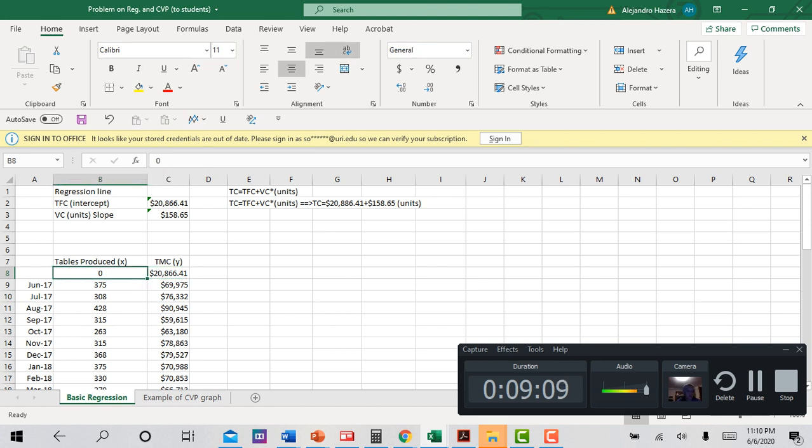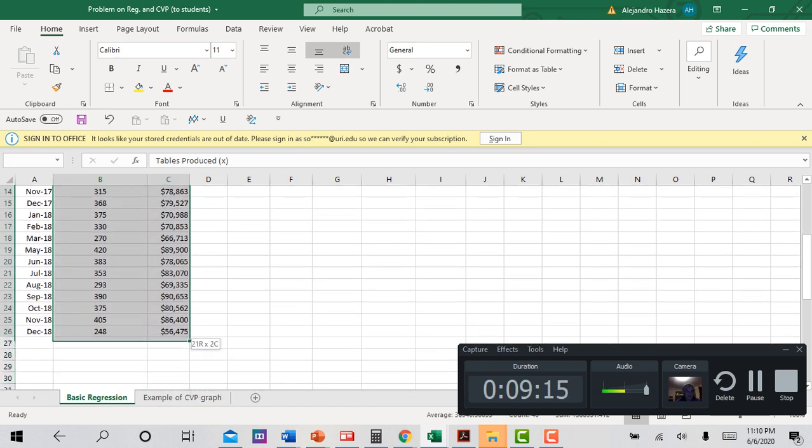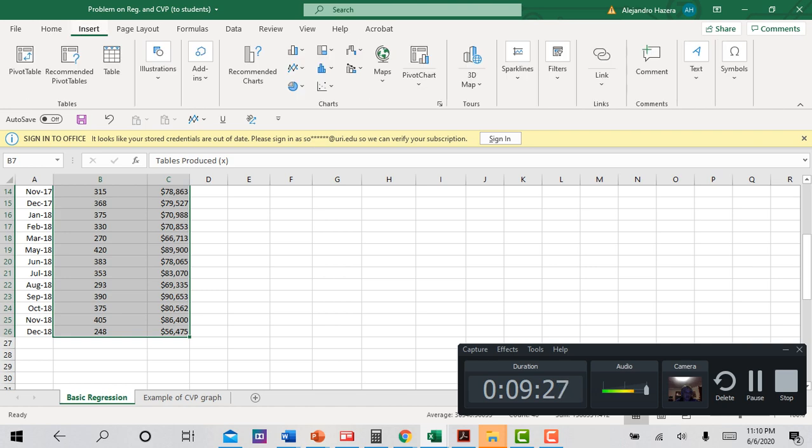Okay, so what I'm going to try to do now is go ahead and highlight these right here, and we'll make a scatter graph, and we'll try to put a trend line in there. The trend line, basically, is the regression line, and we'll see how the line fits amongst all these points. So we're going to go ahead and go up here to insert.